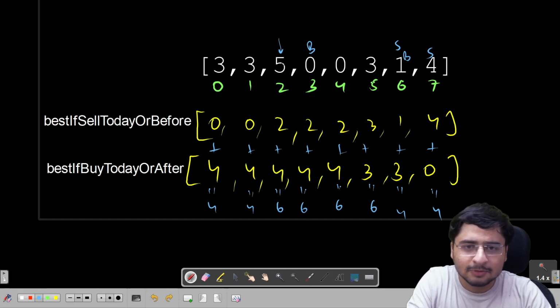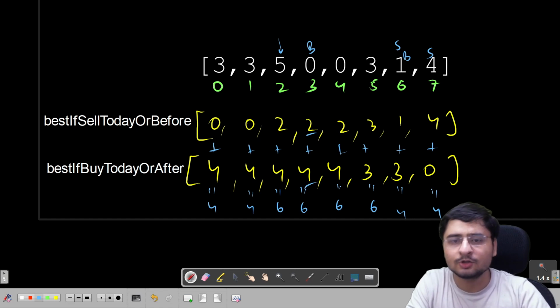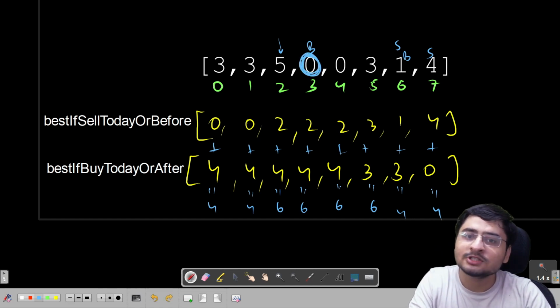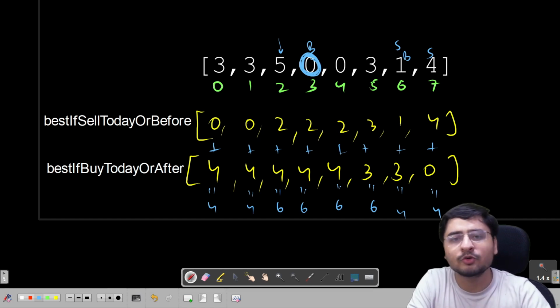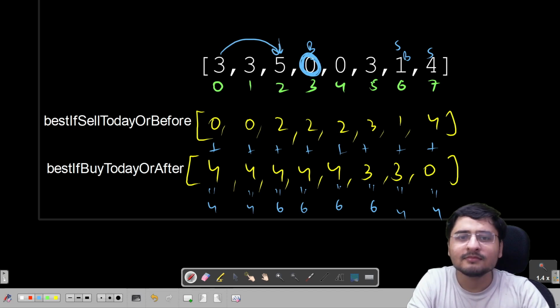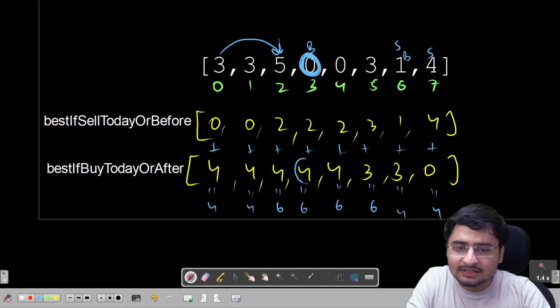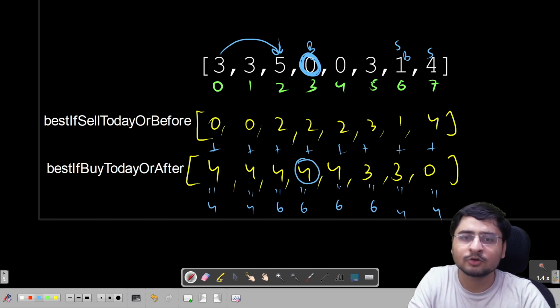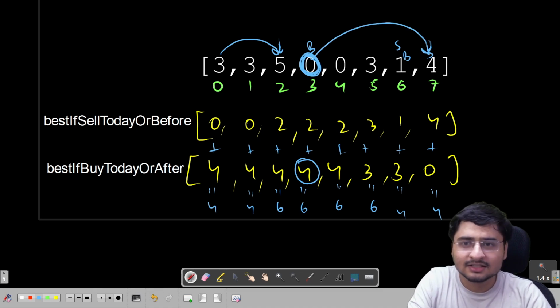Let's consider this particular test case. What does this 2 and 4 translate to? If I sell on this particular day, what's the best profit I'm able to make today or before? The best transaction before this day is actually this. I'm going to consider this transaction as one of the transactions. And what is the best transaction I'm able to do if I'm allowed to buy today or some day after today? This is the best transaction I'm able to make.